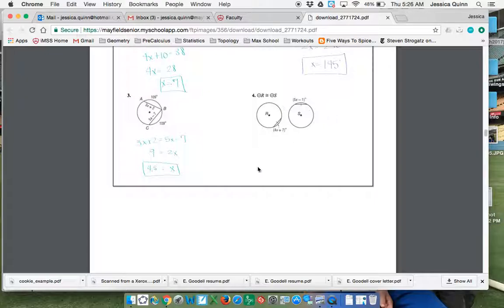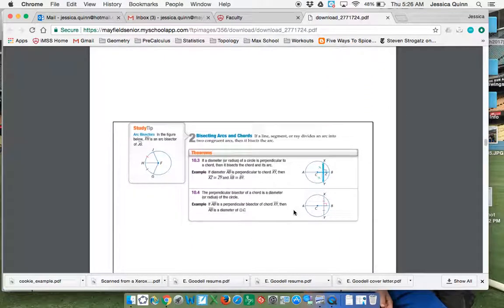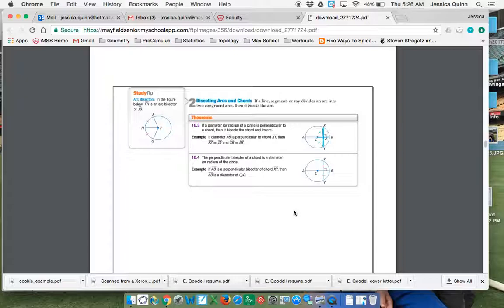So that's that first big idea in this section. The next thing that we're going to talk about is bisecting arcs and chords. So bisecting an arc is the same concept as you would expect it to be. It's just separating it into two congruent smaller arcs.